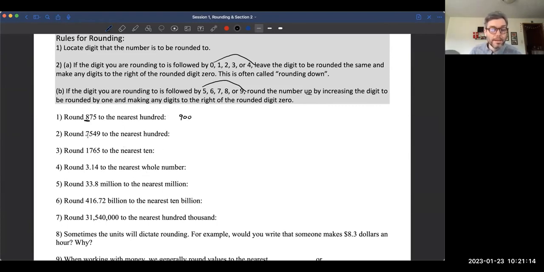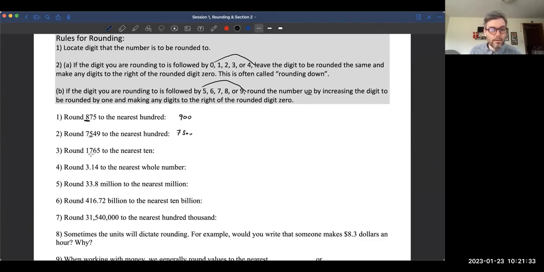All right, round 7,549 to the nearest 100. The 5 is in the hundreds place. This time I look to the next number. That's a 4. That tells me that 5 stays the same. So I have 7,500. Okay, easy stuff, right?